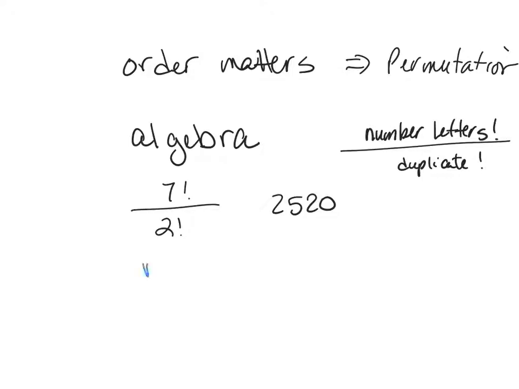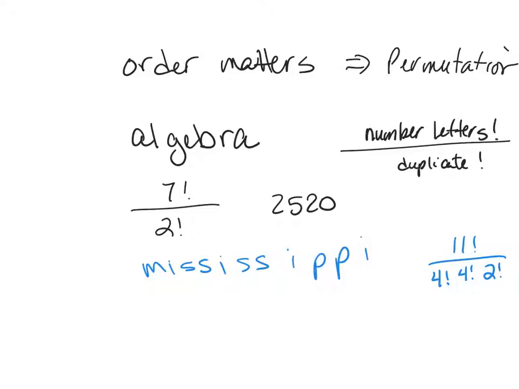This is a classic. Okay? Mississippi has 11 letters, so that's what goes on top, 11 factorial. And it has a lot of duplicates, but you're going to take each duplicate separately. There are 4 I's, so you're going to put a 4 factorial downstairs. There are 4 S's, you're going to put a 4 factorial downstairs. And there are 2 P's, you're going to put a 2 factorial.